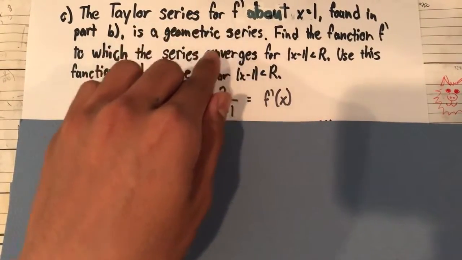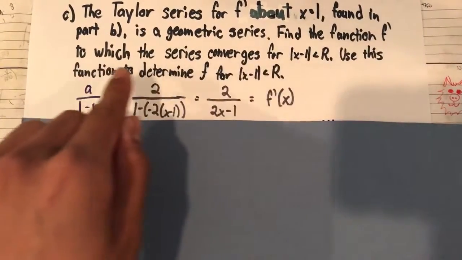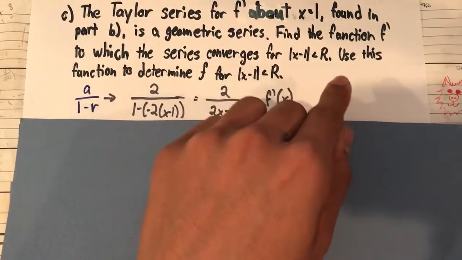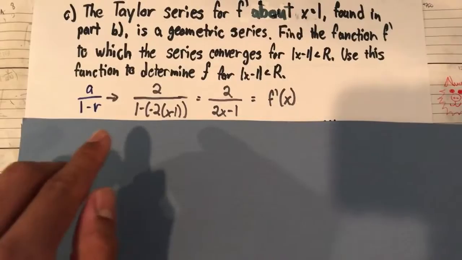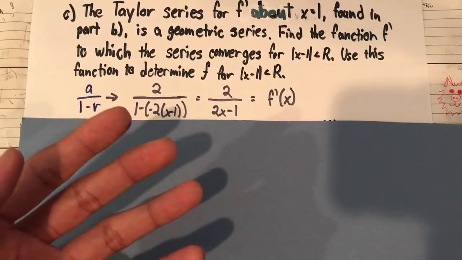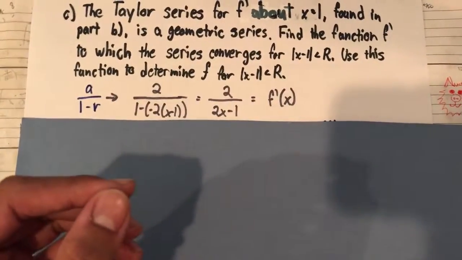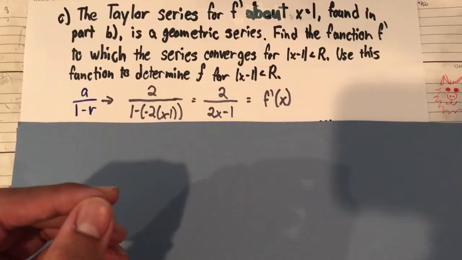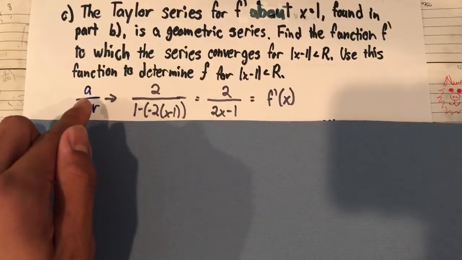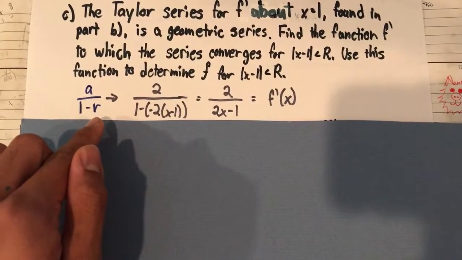It's saying that f prime is a geometric series, and it's wanting you to find the function f prime to which the series converges for the absolute value of x minus 1 less than r. So all that's really saying is, since it's converging and you know that f prime is a geometric series, you end up taking the formula for the sum of a geometric series. So that's a, which is the first term of the series, over 1 minus r, which is just the ratio.